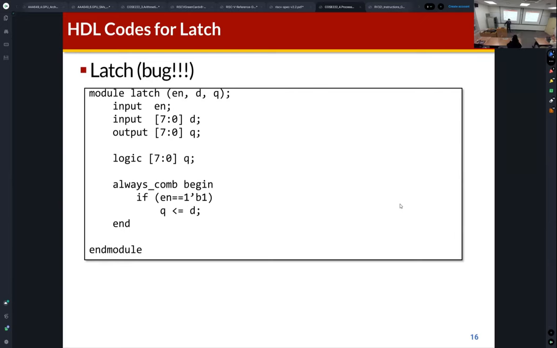But in digital systems, we do not use the convention like this, which means that we do not use latch. That's why if you generate a latch, that is a bug in the design. Okay.